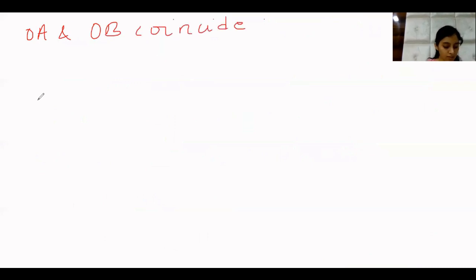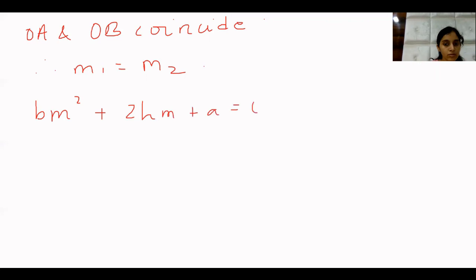Okay, now when they coincide, we say that therefore m1 is equal to m2. Now if m1 is equal to m2, then in the auxiliary equation, bm square plus 2hm plus a equal to 0, the auxiliary equation has equal roots. Now when does an equation have equal roots?